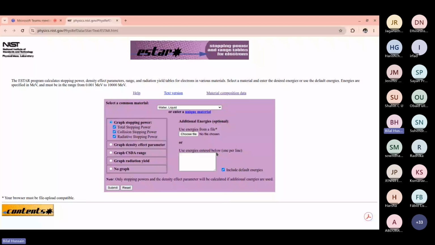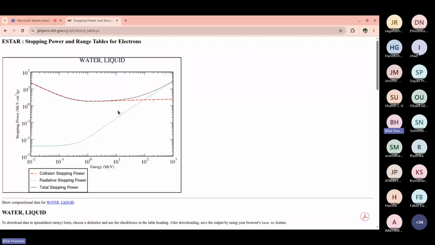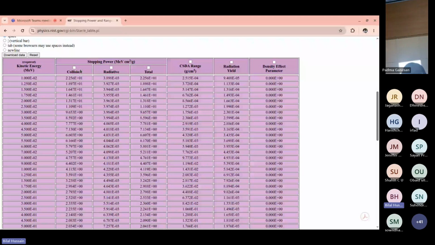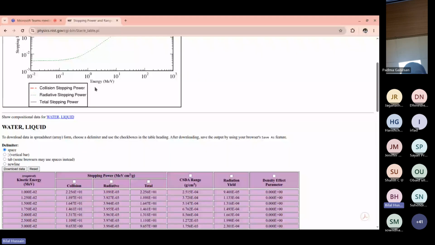Now it will give me a data table for everything. It gives stopping power, collision, radiative and total. CSDA range can be obtained from here. Radiation yield and density effect parameter, which we call the density correction factor, can also be obtained here. So these two databases are very, very important.